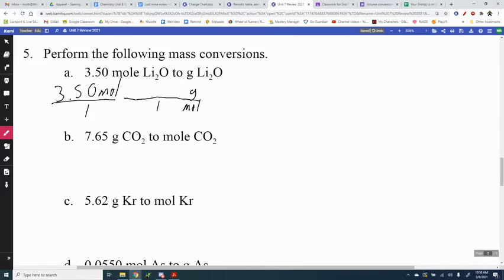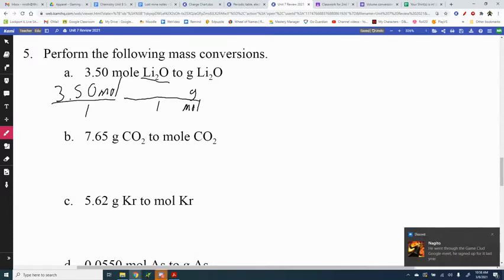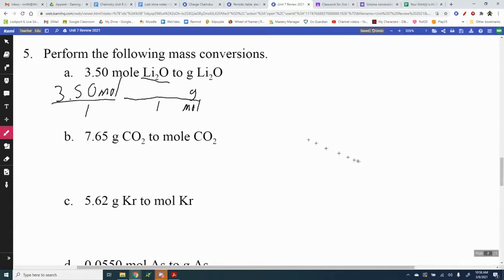1 goes next to moles. Now, what goes next to grams? Well, the thing that goes next to grams changes every time. So whatever the molar mass of LiO2 goes next to grams. So we add Li, multiply by 2, we add oxygen, and we get 29.88 grams. Moles cancel out. We are left with grams. So now we multiply those two together and we get 105 grams.